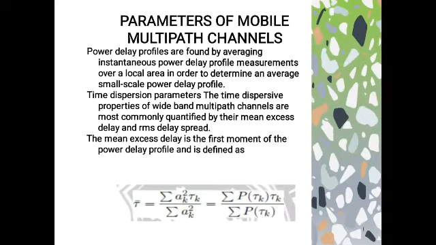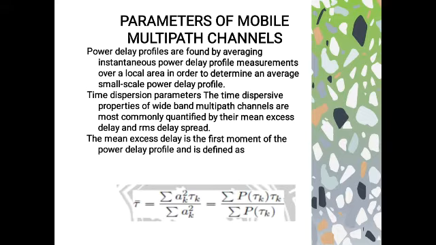Then we are going for the next topic, that is parameters of mobile multipath channel. First one is power delay profile. In that one we are going to discuss time dispersion parameters. For calculating these time dispersion parameters, we are in need of power delay profiles that are found by averaging instantaneous power delay profile measurements over a local area in order to determine an average small scale power delay profile.